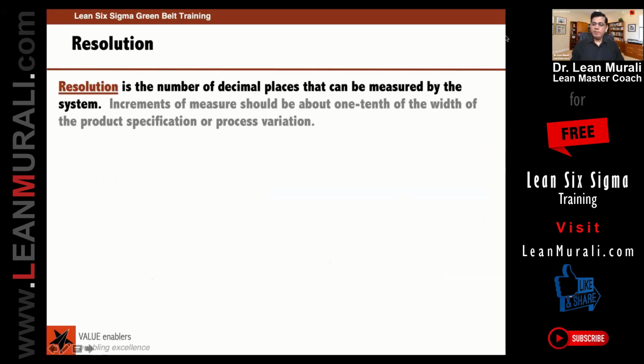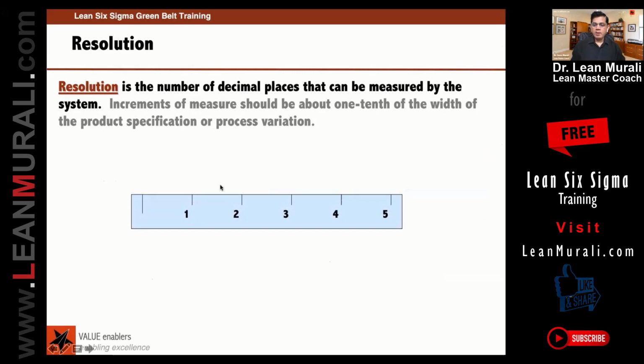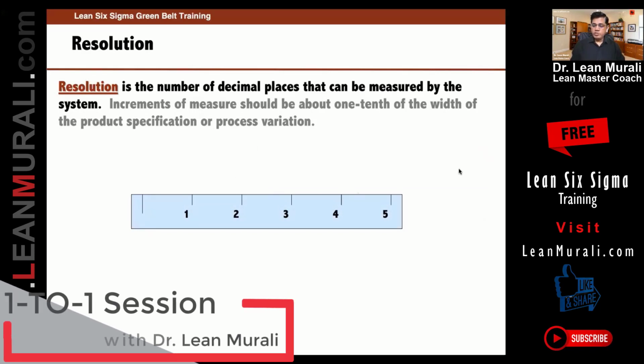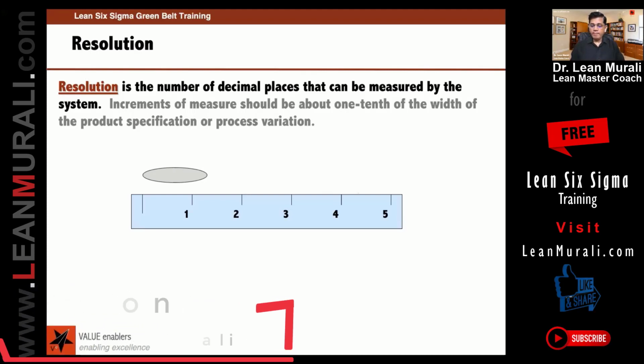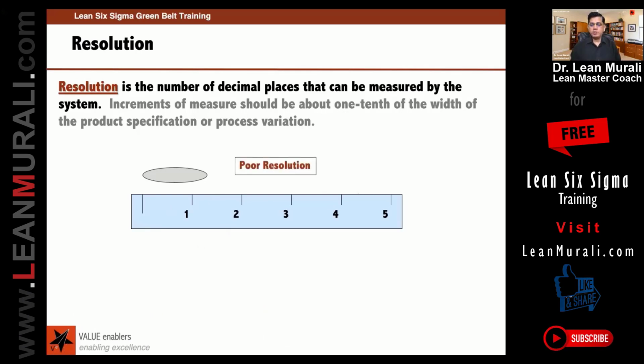Resolution is the number of decimal places that can be measured by the system. Increments of measure should be 1/10 of the width of the product specification or process variation. Let me explain this with an example. What is the increment that you see on this scale? 1 unit. So it's very difficult if a part is somewhere between 1 and 2. It is very difficult to tell exactly what it is. This we call poor resolution.